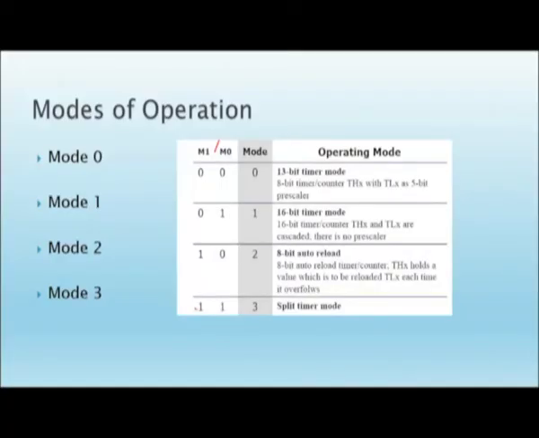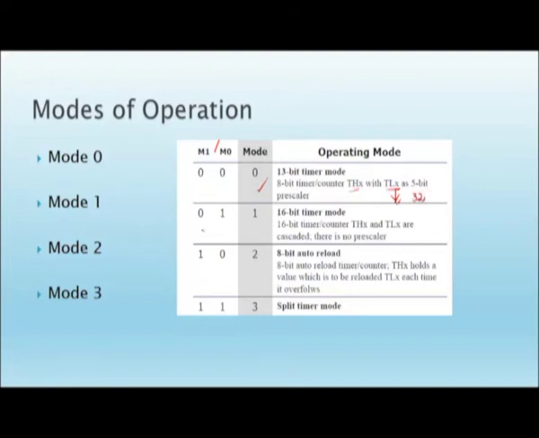So, these are the 4 modes of operation in 8051. When the bit positions are 0 0, we call it mode 0. Mode 0 is called a 13 bit mode. Among the 13 bits, 5 bits are in the TL register and 8 bits in the TH register. Actually, we use only the 8 bits loaded in the TH register. The TL register is used as a prescaler. Prescaler means the counter value or the generated frequency value will be divided by 12 in this mode.